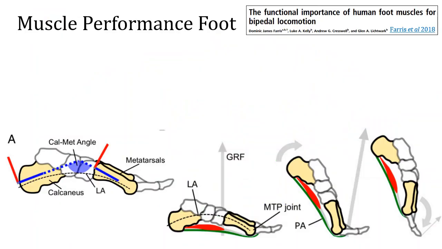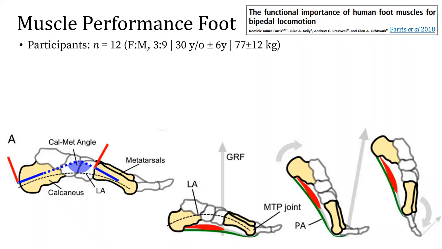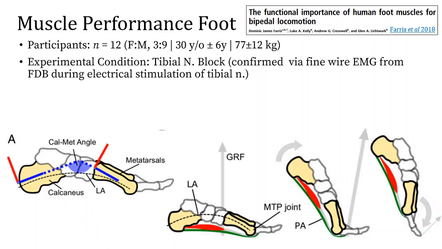So this study is maybe a little bit tangential, but I think it's worth expressing because it was really profound for me in regards to how it further conveyed the importance of the foot intrinsic muscles. So you had 12 participants, males and females, around 30 years of age, plus or minus 6 years. The experimental condition was a tibial nerve block confirmed via a fine wire EMG from the flexor digitorum brevis during the electrical stimulation of the tibial nerve. And the control group did not have a nerve block.